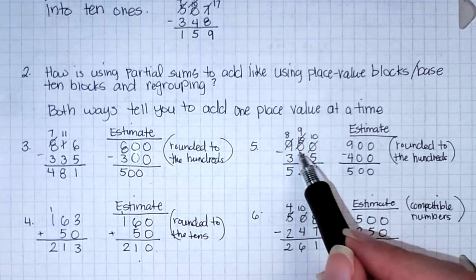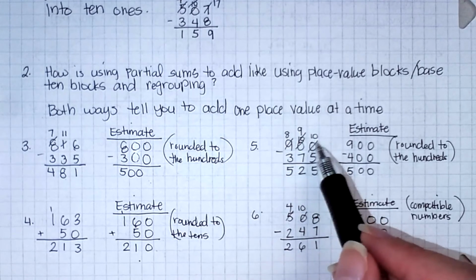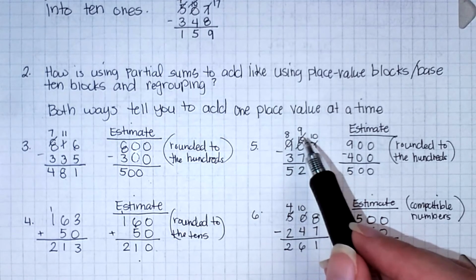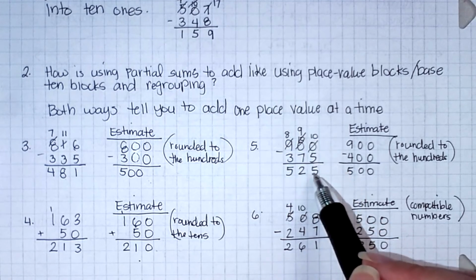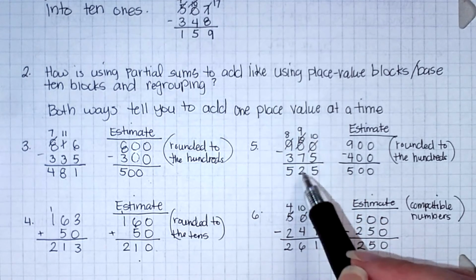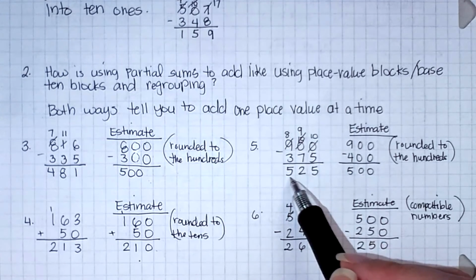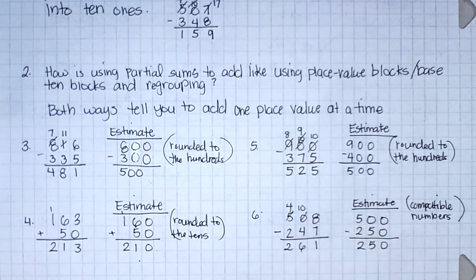One of my hundreds became 10 tens that I put in the tens place. And then I had to borrow one of those tens and put it in the ones place. So that became 9 tens now. 10 take away 5 is 5, 9 take away 7 was 2, and 8 take away 3 was 5. So 525 was close to my estimate of 500.